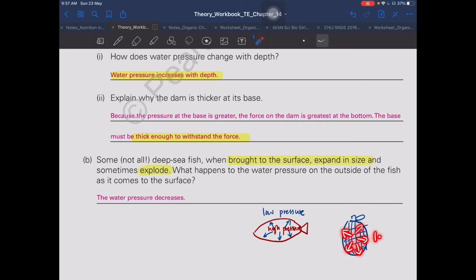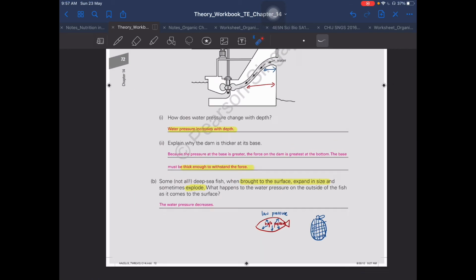But there's very low pressure outside. And as a result, this high pressure will accumulate enough energy, and eventually it will just move outwards, right? Then that's where there's an explosion. So that's the concept of explosion. There's also a concept called implosion, right? So if you're interested, you can go and read up about it.